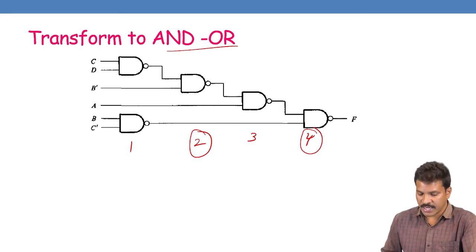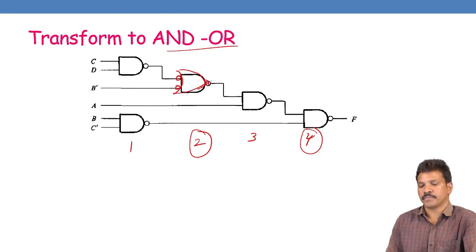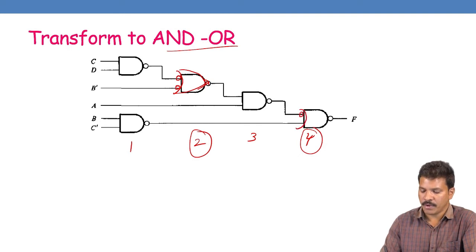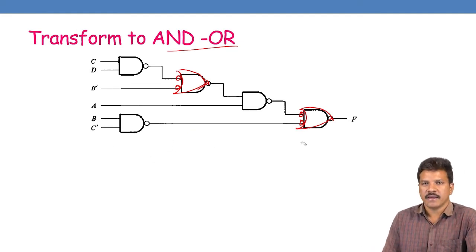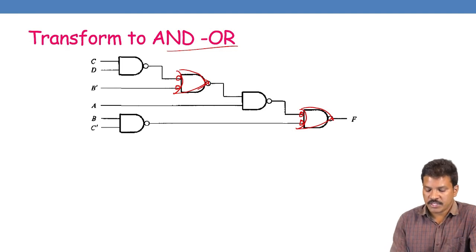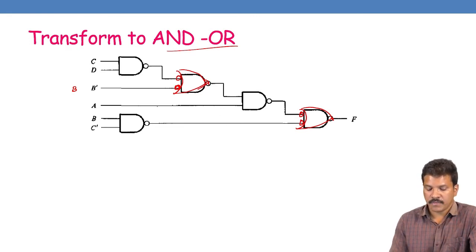So now I have converted this diagram into a bubbled OR gate, and this diagram into a bubbled OR gate. When I convert these alternative gates into bubbled OR gates, whenever I change this NAND gate into a bubble, here it is one bubble, so this variable B bar is converted into B, and the remaining are all the same.